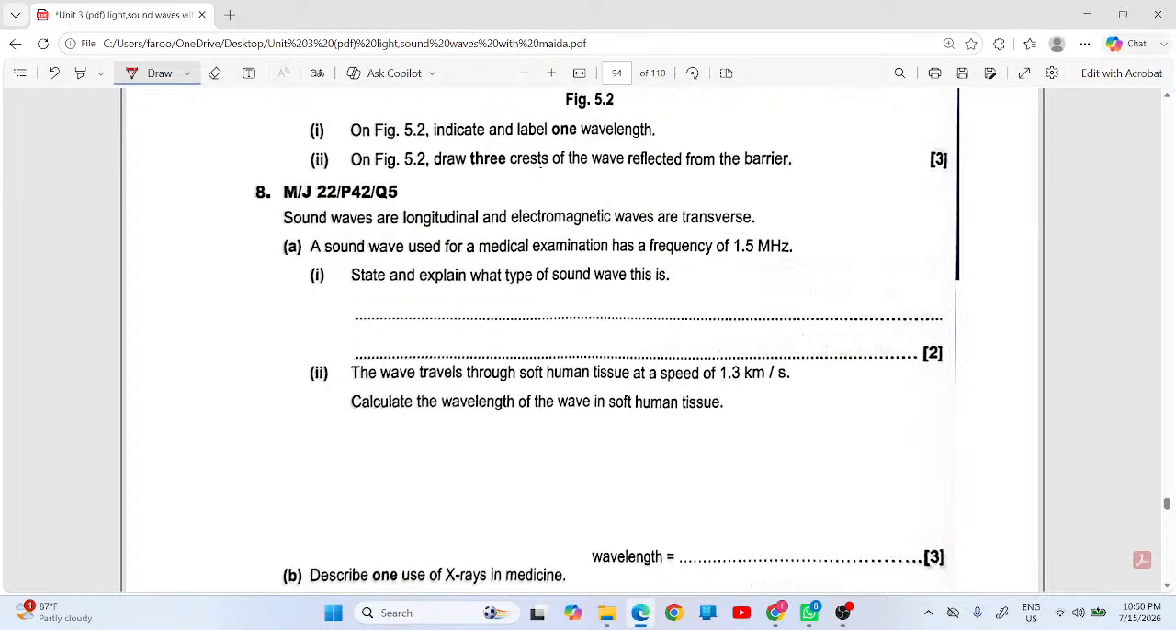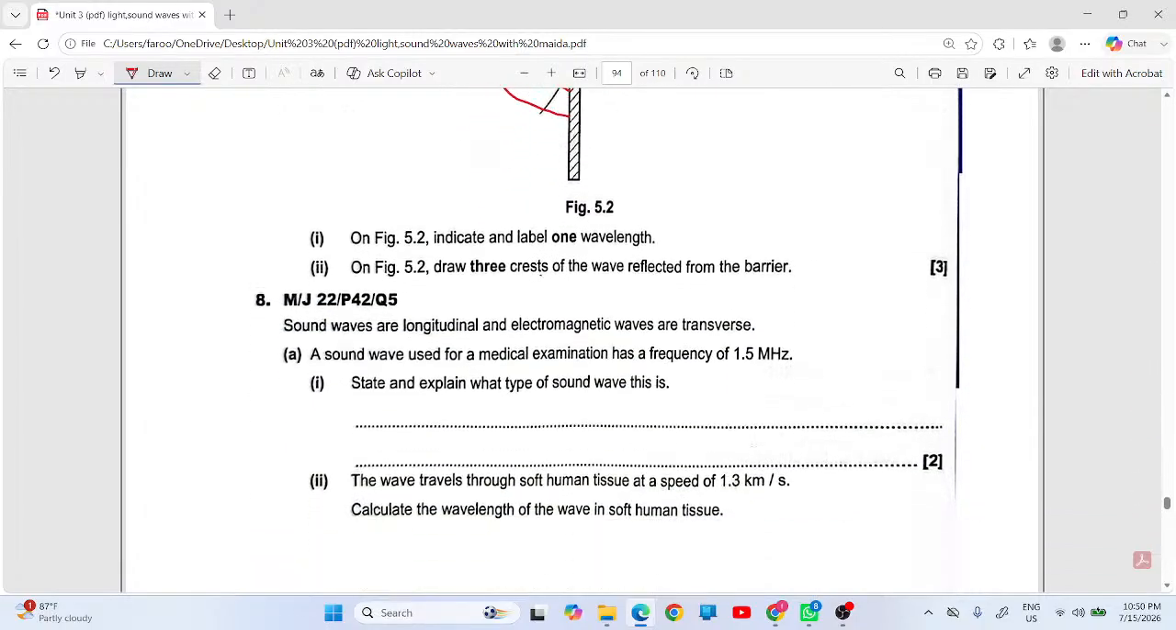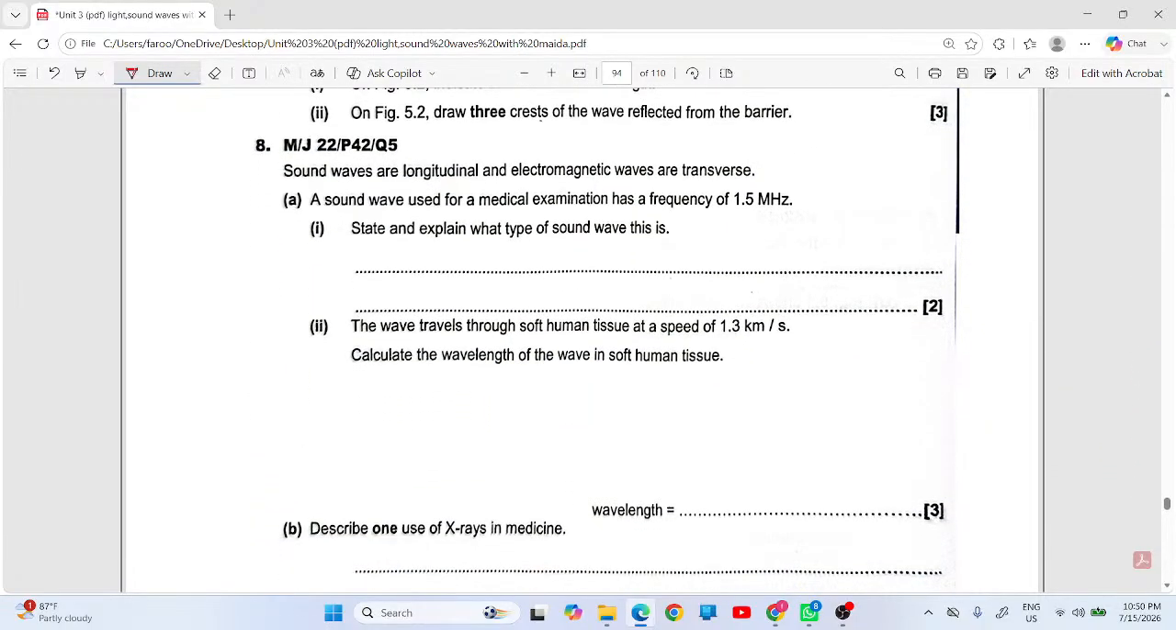Next is: sound waves are longitudinal waves. अच्छा, इसमें आपने important क्या किया, the distance between wavefronts must be same. You have to measure the distance. So this is 1 centimeter, 1 centimeter के dot लगा के.